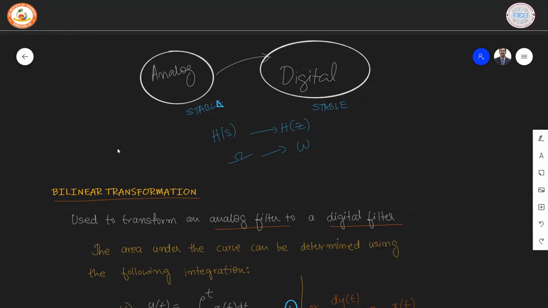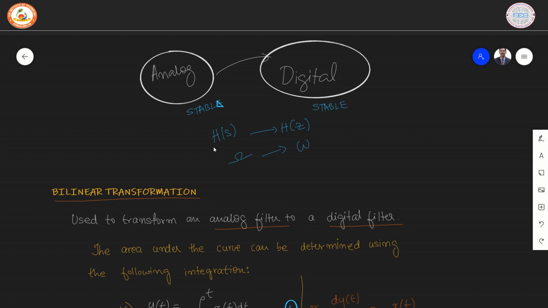Now that we are able to design an analog filter, we have to learn how to convert this analog filter into a digital filter. There is a need for a transformation which produces a stable filter in the analog domain. Then the transformation should yield a stable filter in the digital domain as well.